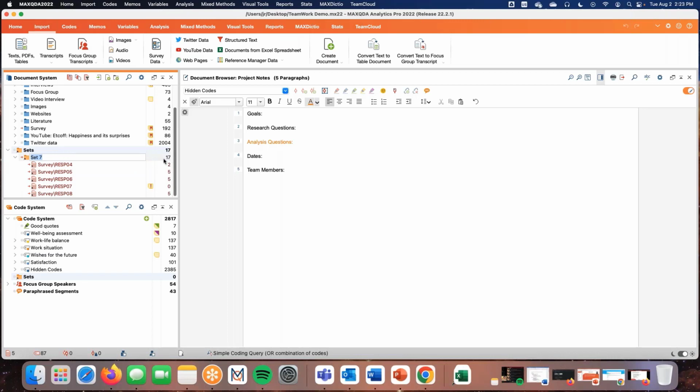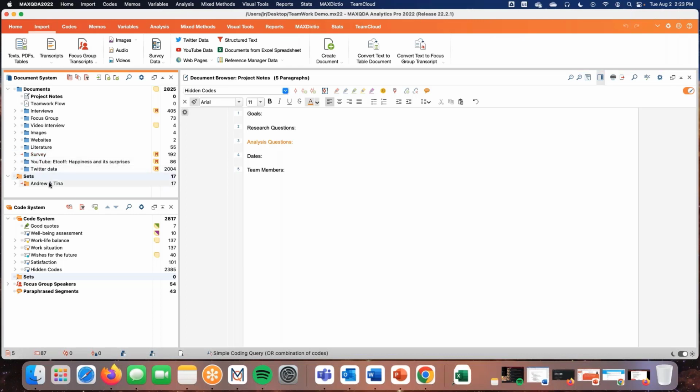So when you create a new set, obviously you have the ability to change the name. So you would essentially name this, Team 1. Or if you had just individuals, you might put in a specific name, Andrew and Tina, for example. So it's very clear-cut, very straightforward that Andrew and Tina are responsible for these particular documents here.